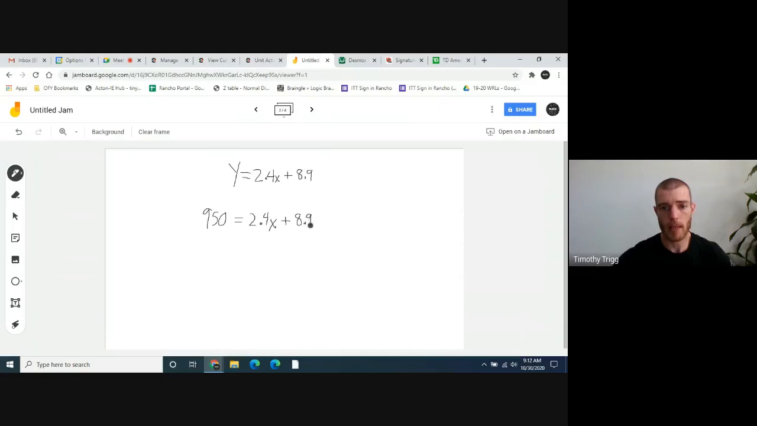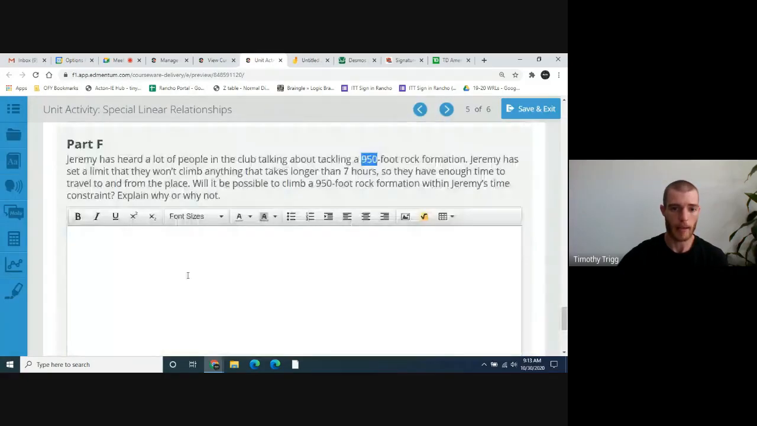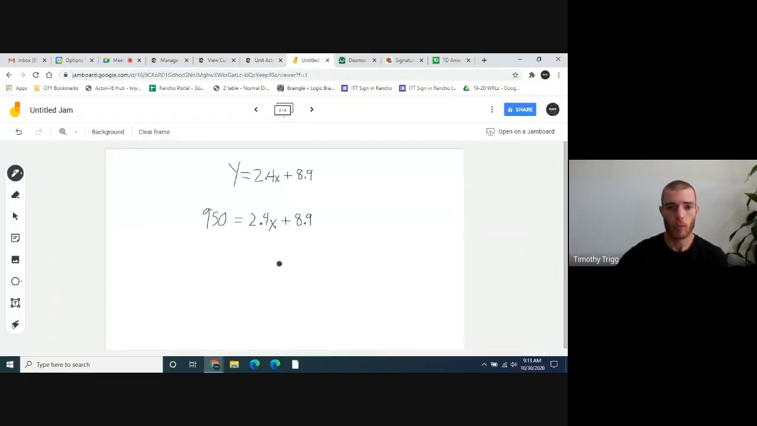So we want to see if they'll have enough time to climb this thing. Well, we want x to be less than 7 because the limit is less than 7 hours. If it takes them less than 7 hours, then they'll be able to climb it, because as Jeremy points out here, they only have 7 hours to climb. So we want to see, is this going to take less than 7 hours? So first thing, same as before, subtract 8.9.